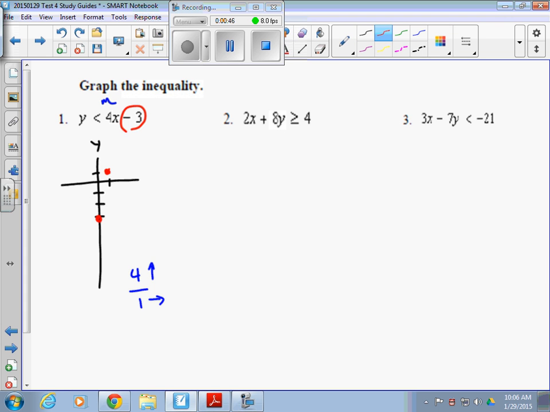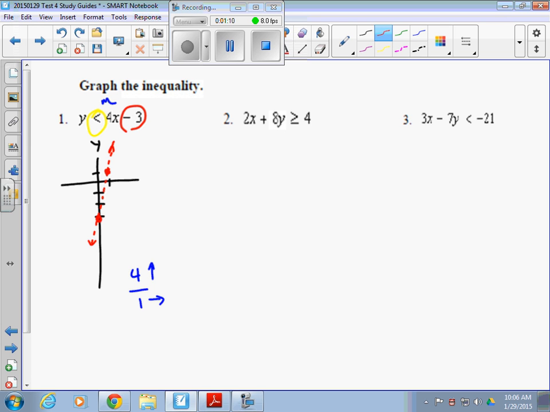If this were just an equation, we'd draw a line through those 2 points and be finished. It is an inequality, however. We have to determine, is it a solid line or a dashed line? You're looking simply at whether it says "or equal to" or not. If it says or equal to, it's a solid line. This does not say or equal to, therefore it will be a dashed line through those 2 points. That's the first difference with inequalities.